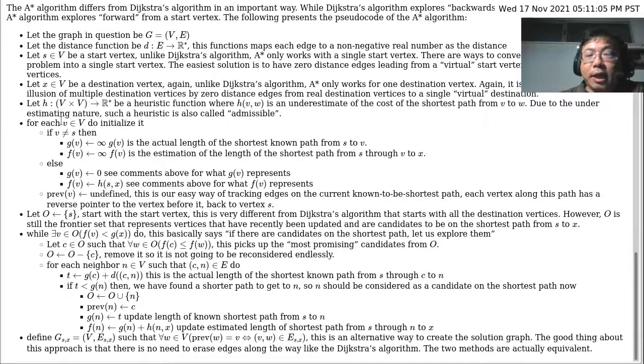Now we're actually starting to look into the algorithm itself. But before we start on the algorithm, let me see if there are any questions about what A star needs to be given. We got V, the set of all the vertices. We got E, the set of all the edges. We got D, which is a function that maps an edge to the cost of the edge itself. We have lowercase s, which is a single start vertex. We have lowercase x, which is a destination vertex. And then we have h, which is a heuristic function.